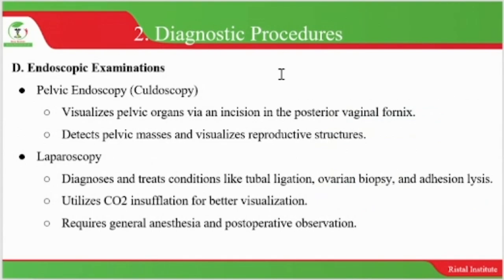Endoscopic examinations: pelvic endoscopy, or we can call it culdoscopy. This one visualizes pelvic organs via an incision in the posterior vaginal fornix, detects pelvic masses, and visualizes reproductive structures. Then another procedure is laparoscopy, which diagnoses and treats conditions, for example tubal ligation, ovarian biopsy, and adhesion lysis. It utilizes carbon dioxide insufflation for better visualization so that everything can be visualized well. It requires general anesthesia and postoperative observation because it can cause lots of pain and it can involve bleeding.